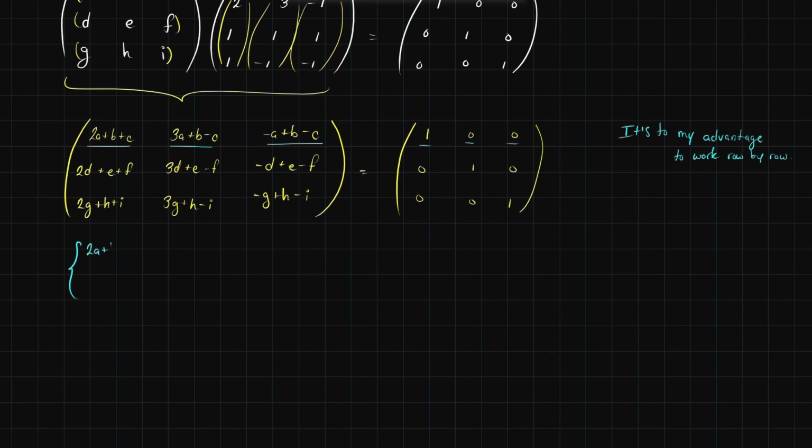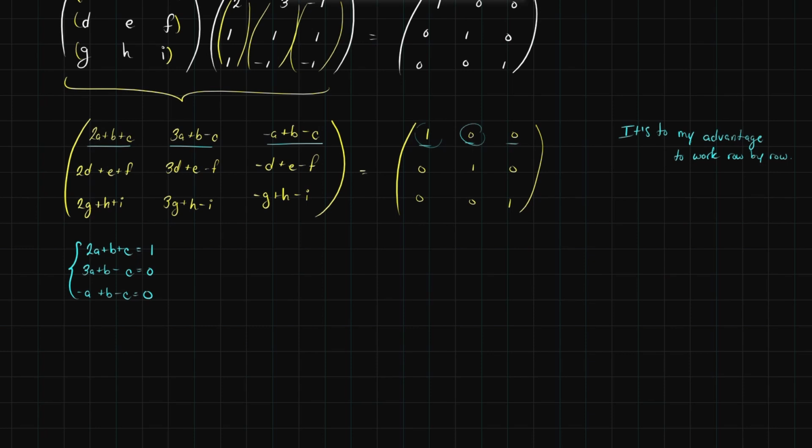That's 2A plus B plus C. I'm comparing it to the 1 on the right-hand side. That equals 1. I have 3A plus B minus C. I'm comparing to the 0 on the right-hand side, so that's 0. Then I have minus A plus B minus C. I compare it to the 0 on the right-hand side. So this is really a system of 3 equations and 3 unknowns. Let's go ahead and solve it.